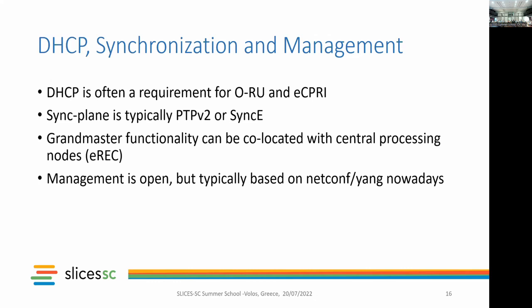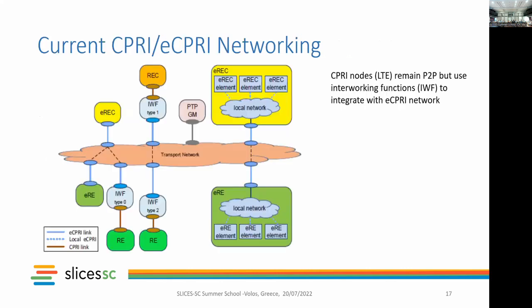Now, management is usually open except in ORAN, but typically based today on NetConf and Yang. I'll give you examples of that. But this is another way of looking at the current C3, EC3 networking solution. And I think if we were to project ourselves a few years in the future, should ORAN actually happen in operator networks, or whether people actually use EC3 in an Ericsson network, it would look something like this. You have a PTP grandmaster in the middle. You have pools of radio elements and pools of controller elements, and a transport network. So that would be the very large optical transport network in the metropolitan network, for instance.